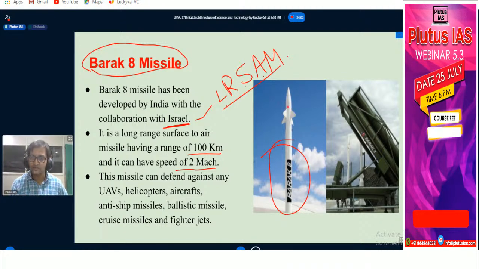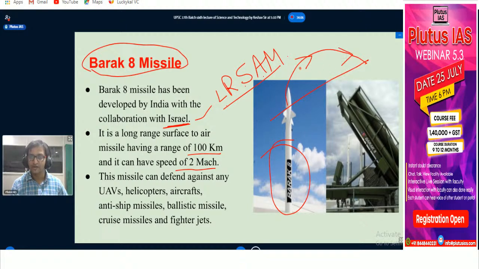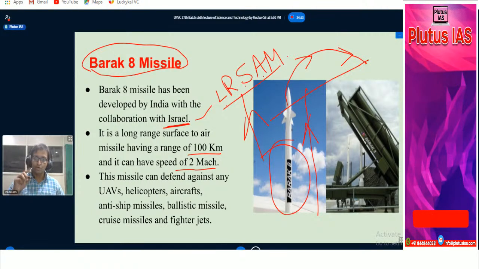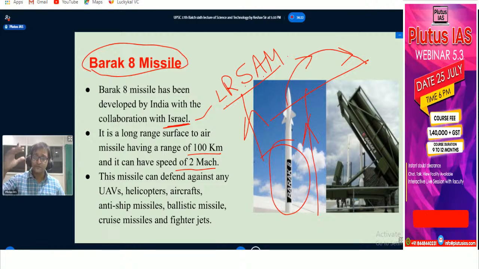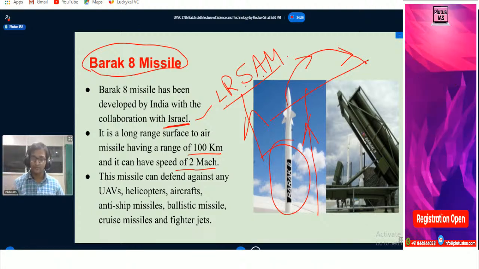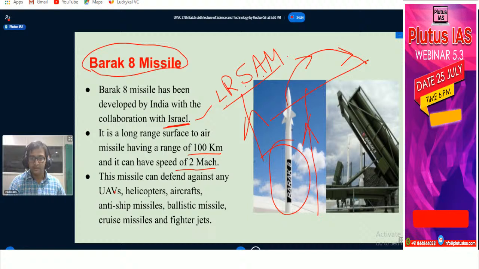Because what we learned previously was for surface to surface. Not like this. This is up to the air. It can go up to the height of 100 kilometers. That's why it is called long range, because it can cover troposphere, cross stratosphere, then mesosphere. Up to mesosphere it has a range. So 100 kilometers, that's why it is called long range.